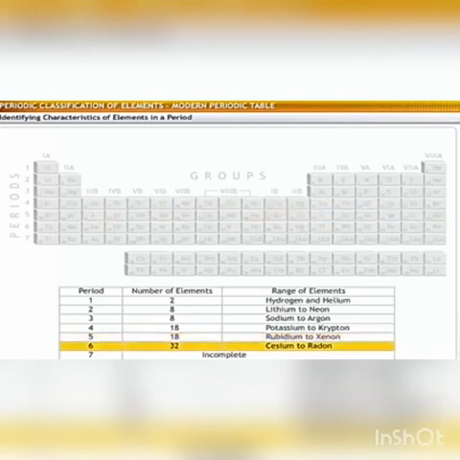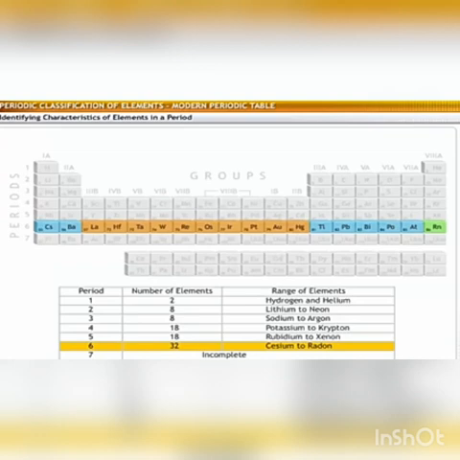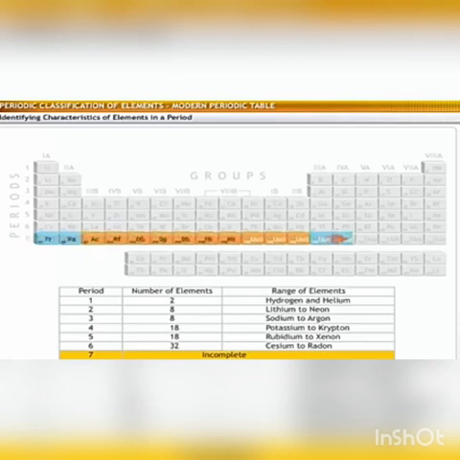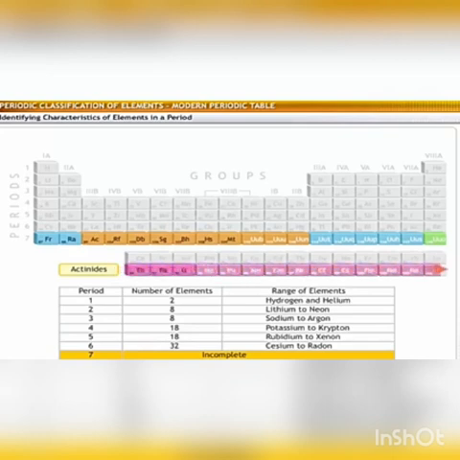The sixth period contains 32 elements, from cesium to radon, which also includes 14 lanthanides from cerium to lutetium. The seventh period is incomplete at present and can accommodate 32 elements, which includes 14 actinides from thorium to lawrencium. It will be filled up as new elements get discovered, as is expected.